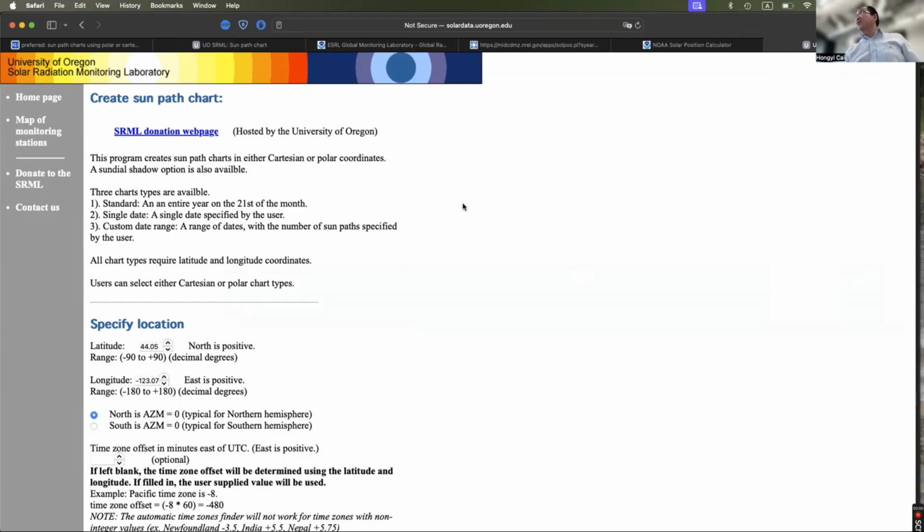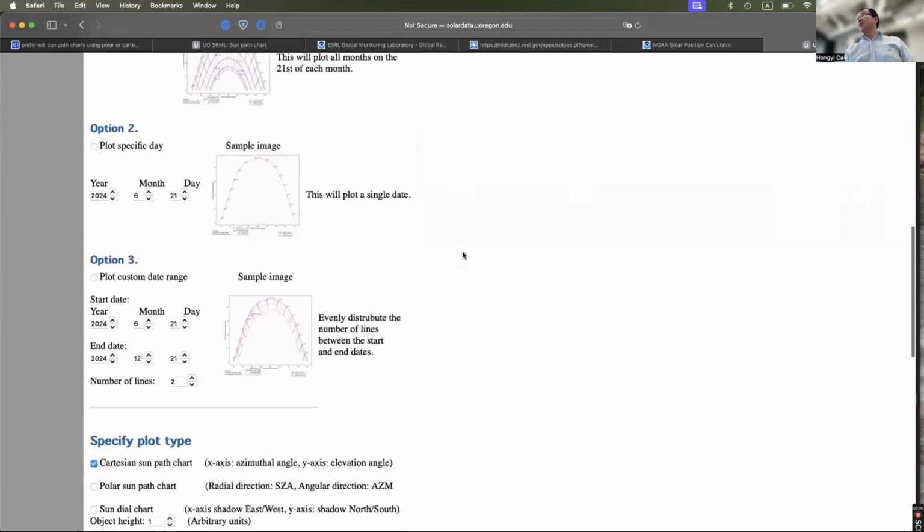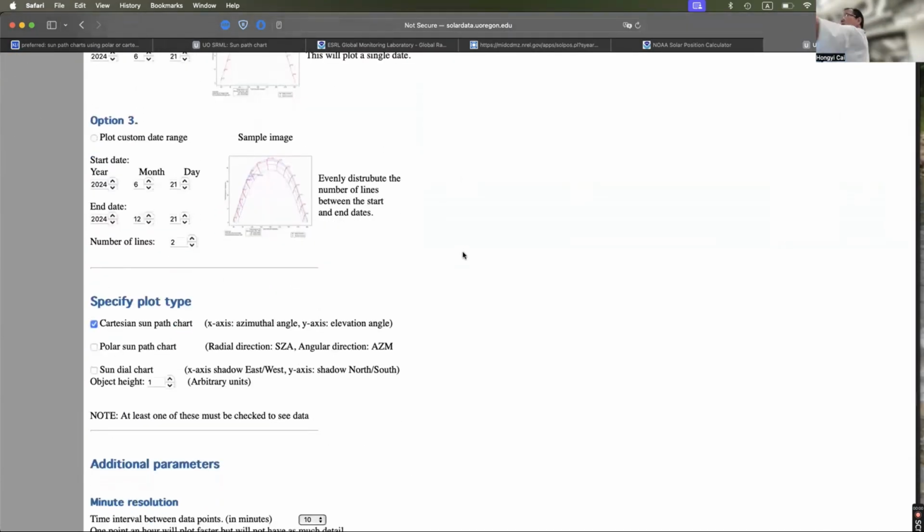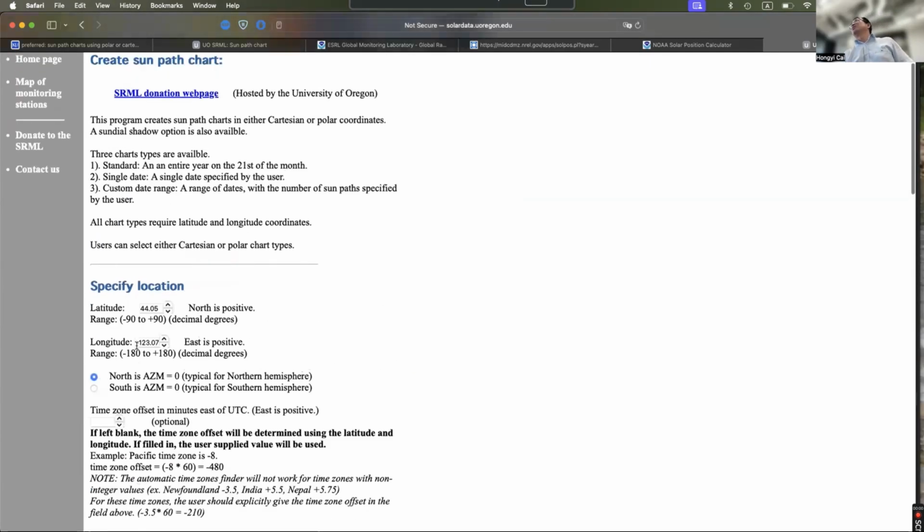You will have the options to output. You can do a Cartesian sun path chart or a polar sun path chart. For us, we can use either one, but for convenience, we always use polar because polar is more intuitive. You can actually see it. So we can check the polar right now. We don't do Cartesian, or you can do both if you like. Then let's do the input.